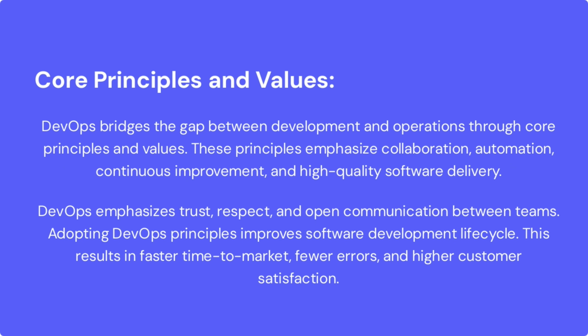Core principles and values. DevOps bridges the gap between development and operations through core principles and values. These principles emphasize collaboration, automation, continuous improvement, and high-quality software delivery. DevOps emphasizes trust, respect, and open communication between teams. Adopting DevOps principles improves the software development lifecycle, resulting in faster time to market, fewer errors, and higher customer satisfaction.